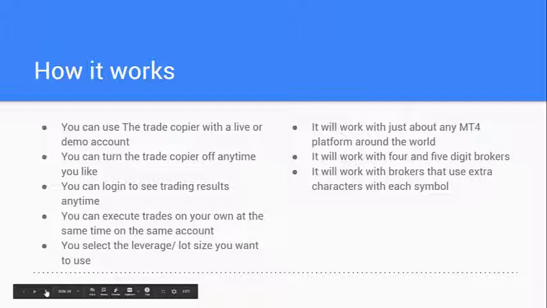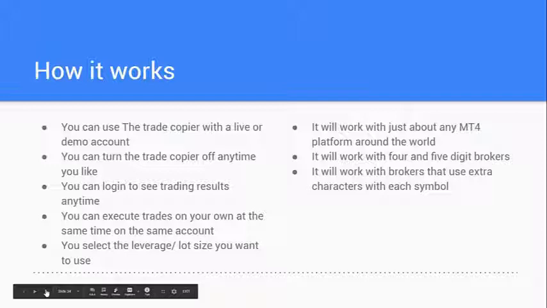And it will work with just about any MT4 platform around the world, anywhere. It will always work with any MT4 broker. You just need to be using the MT4 account. So if you open up a trading account, it can be $50, it can be $100. There is no minimum and there is no maximum. I have some subscribers that are using well over $100,000 in their trading account. Other subscribers are using $500. Other subscribers are using $100.